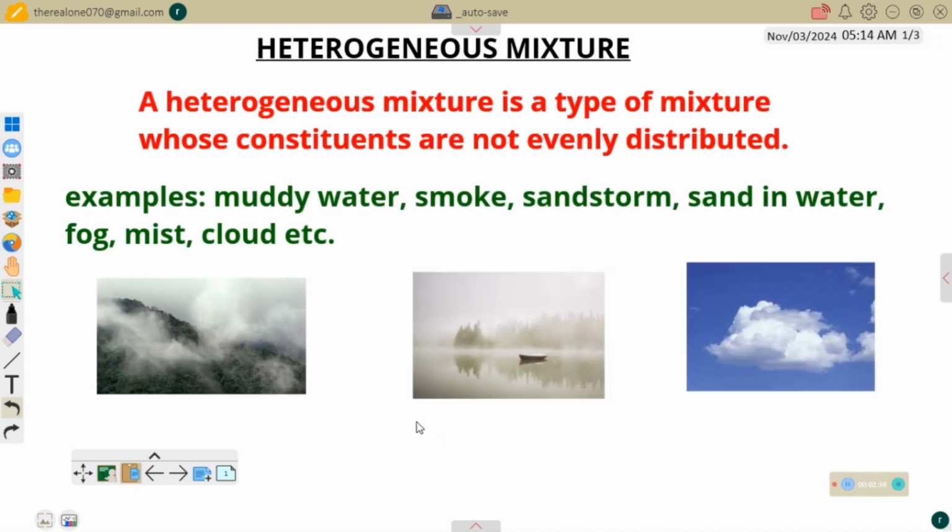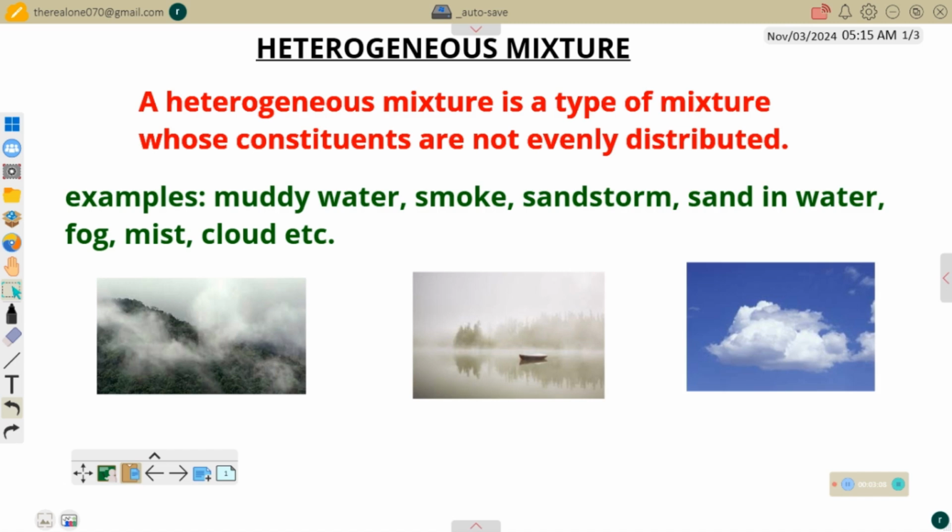Next, we have fog, mist, and cloud. So, fog, mist, and cloud is a solution of water vapor in air. You can see that the water vapor is not evenly distributed in the air. That's how it happens for the three, fog, mist, and cloud, and even dew. All of that are not homogeneous mixtures. They are heterogeneous mixtures.